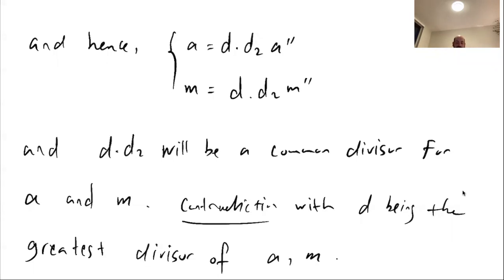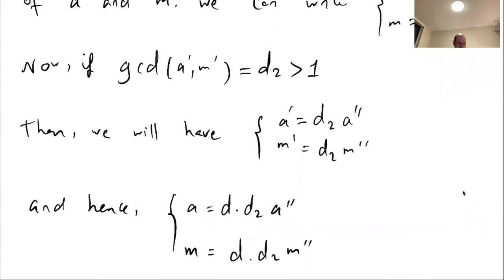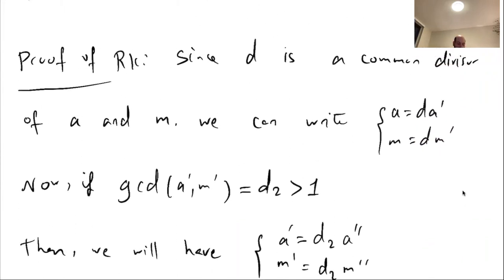D was supposed to be the GCD of A and M, meaning the greatest common divisor of A and M. But I found a common divisor of A and M, namely D times D2, which is bigger than D. So how is it possible that A and M have a common divisor bigger than D, if D is the greatest common divisor? Then D will not be the greatest common divisor anymore. And D times D2 is bigger than D. Why? Because I was assuming that D2 is bigger than 1. Remember, we wanted to show that D2 is equal to 1.